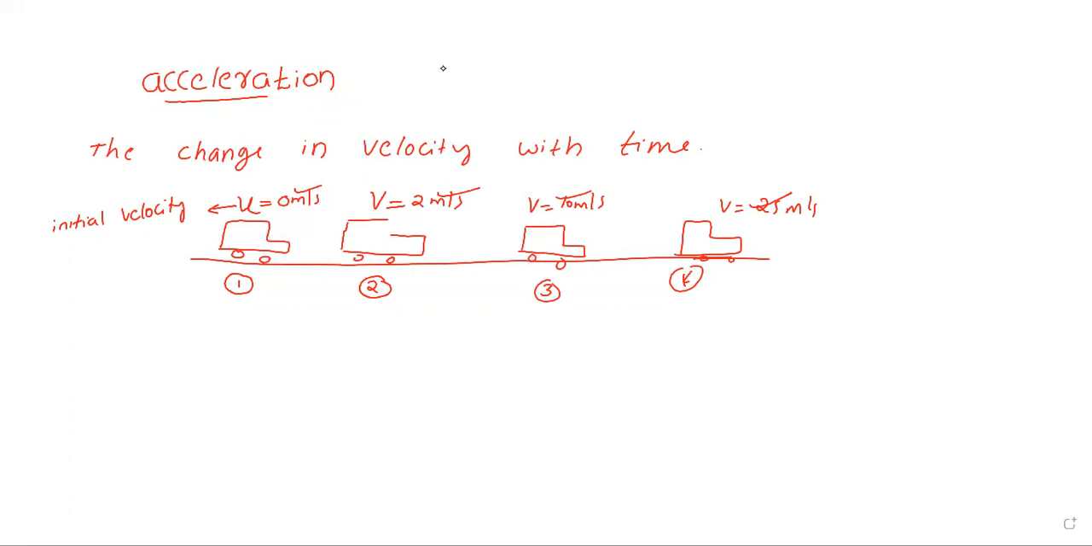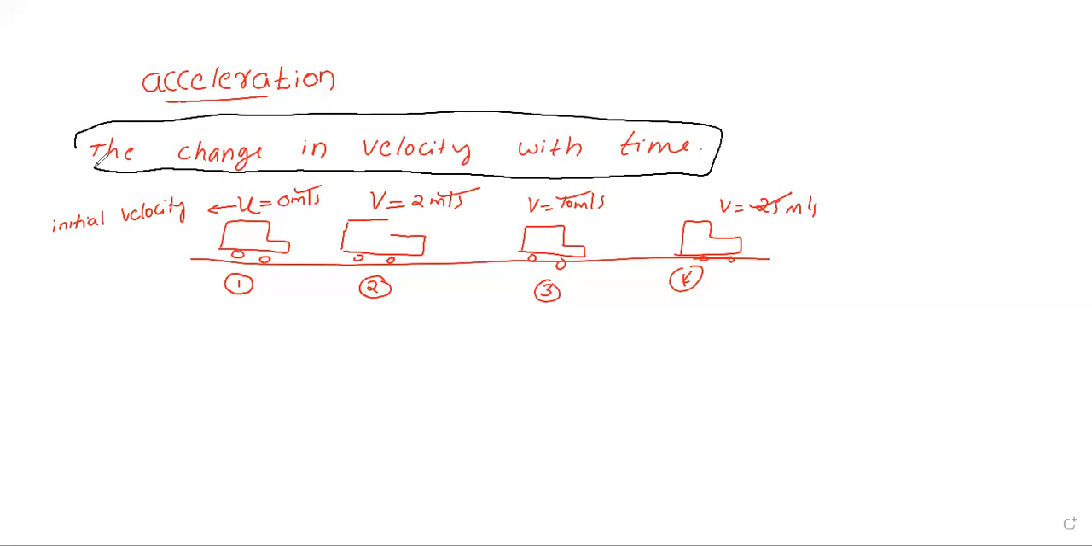So what is the definition of acceleration? Acceleration means the change in velocity with the time. And acceleration can be represented by the small letter a. So what is a? A is acceleration. It is nothing but acceleration.